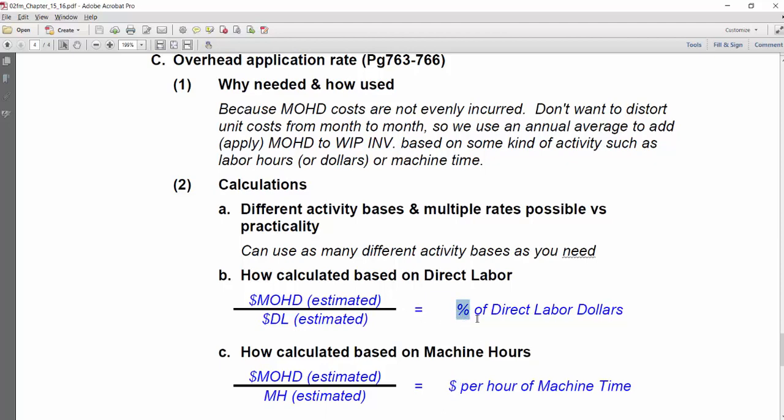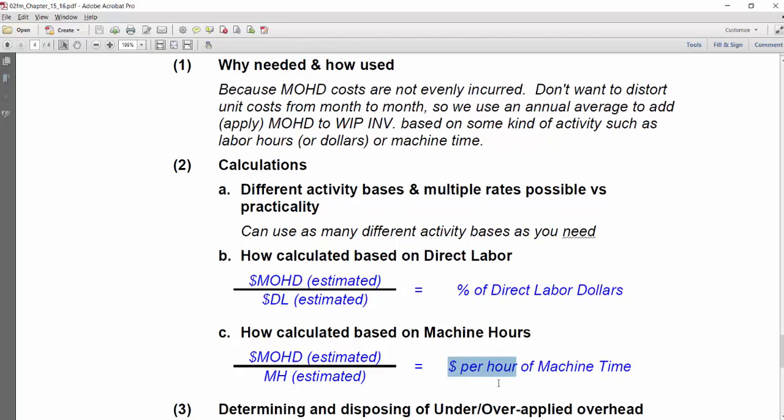Percent has to have a dollar number to multiply by in order to come up with another dollar number, whereas machine hours already has a dollar number, but it's per hour, so you need to track the hours in order to come up with how much overhead there should be. So you take the manufacturing overhead from the manufacturing overhead account and you send it to work in process using one of these rates, depending on what activity base you're using. Direct labor dollars, machine time, could be direct labor hours even if you wanted.